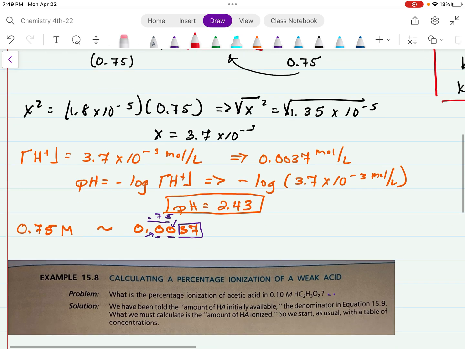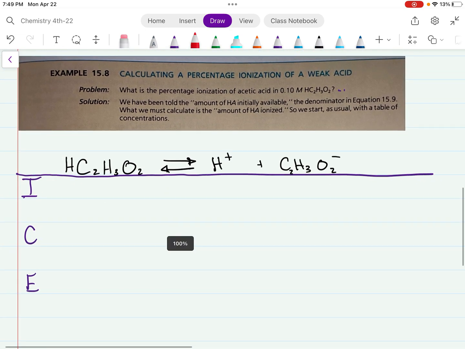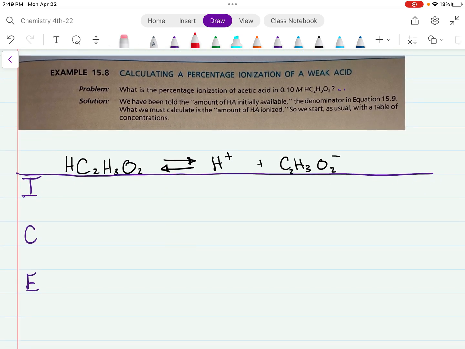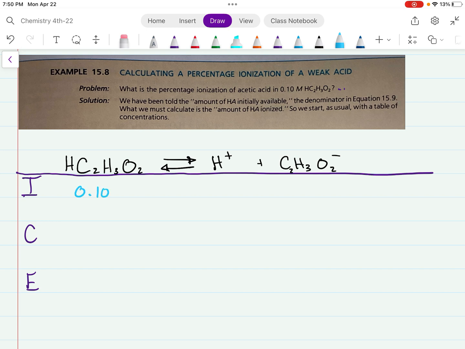All right, let's take a look at another problem. Okay, so here we have calculating percentage ionization of a weak acid. We're going to use the same acid just to keep things simple. We're going to change the initial concentration, and this is going to be pretty much the same reaction. So let's set up our ICE table, which we did already, and go through this problem, okay? All right, so the initial concentration here is 0.10 molar for the acetic acid.